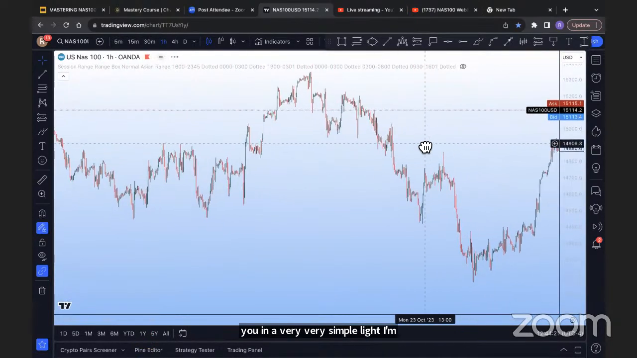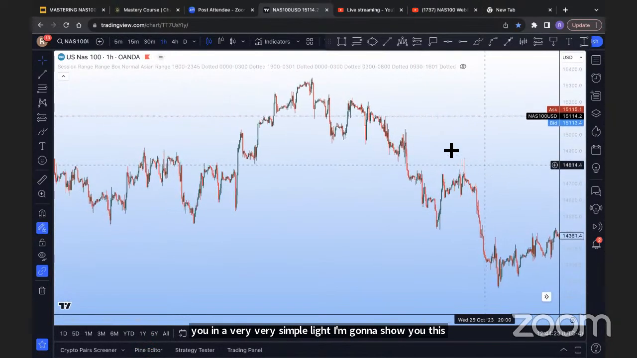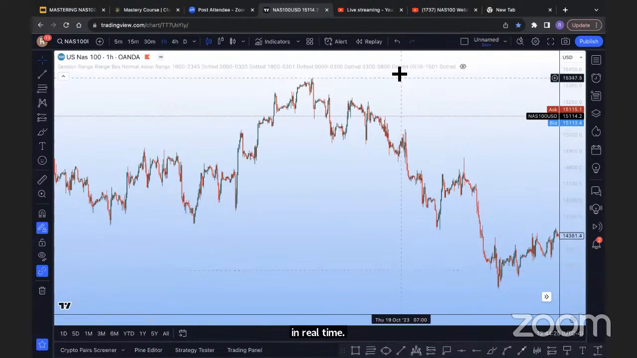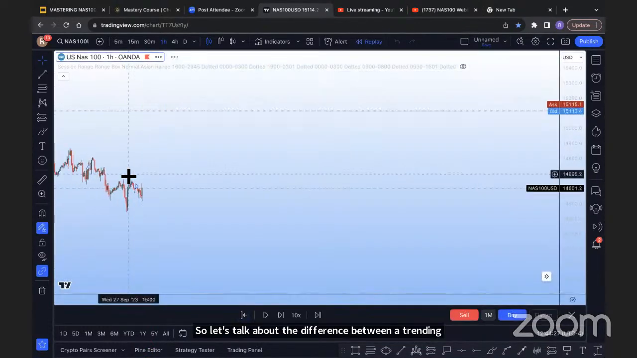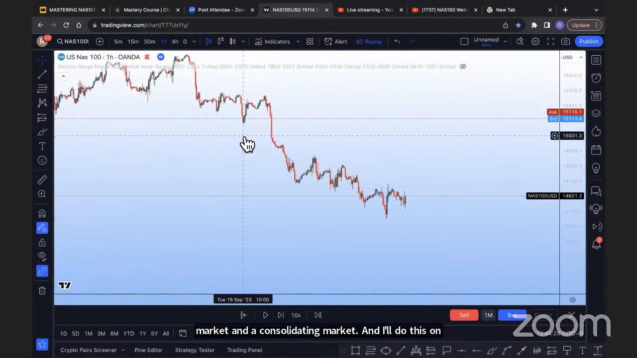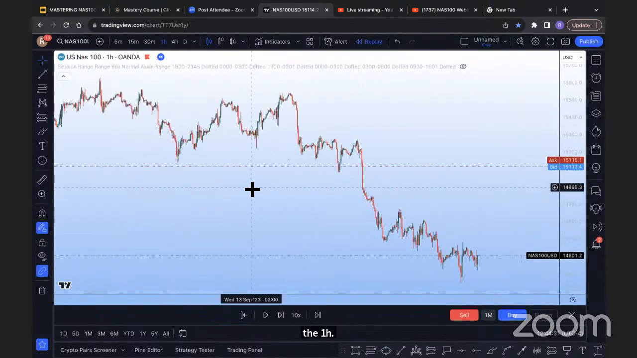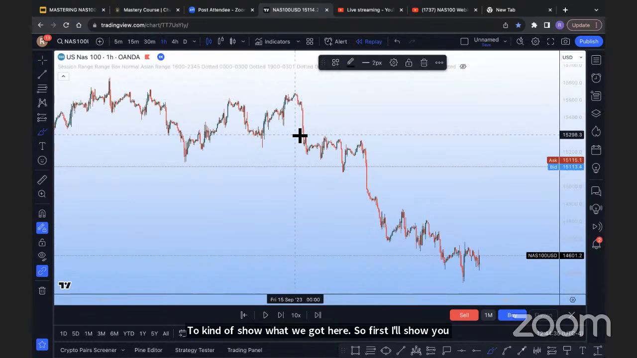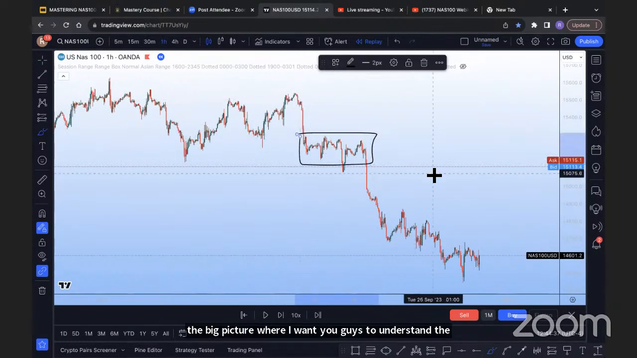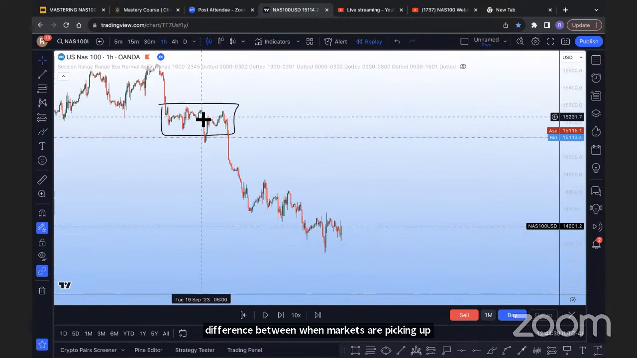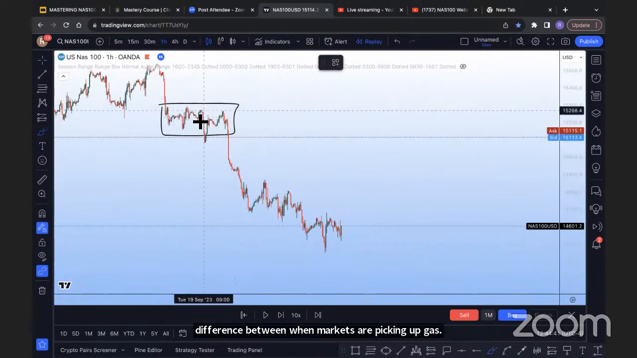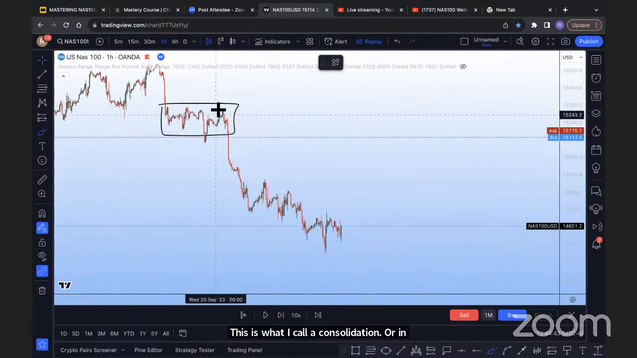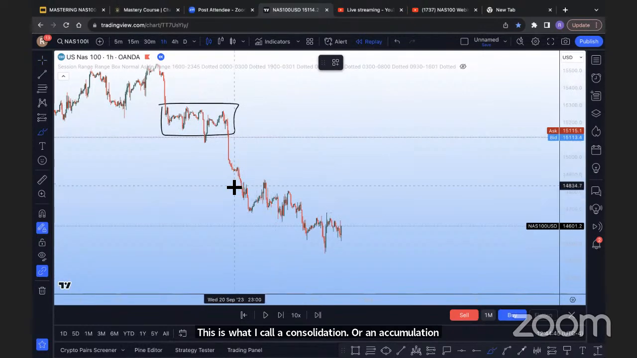So let's talk about the difference between a trending market and a consolidating market. I'll do this on the 1 hour to kind of show what we got here. First, I'll show you the big picture, where I want you guys to understand the difference between when markets are picking up gas. This is what I call a consolidation or an accumulation, when the market is picking up gas before it finally makes its move.